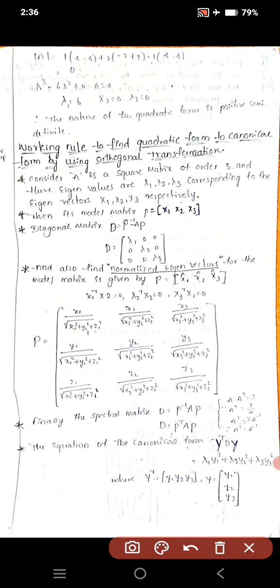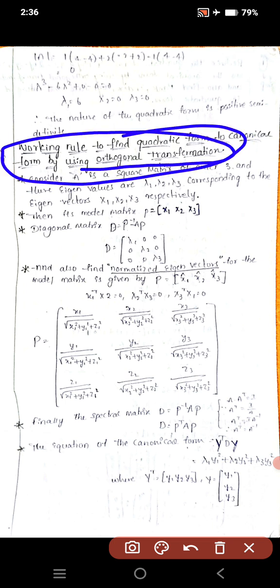In the next video we will discuss how to convert the quadratic form into canonical form by using orthogonal transformation. This is a lengthy problem. We will discuss it in the next video.